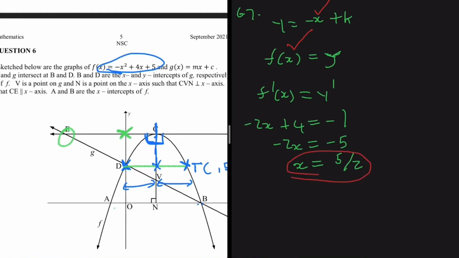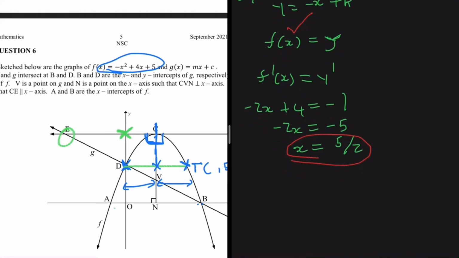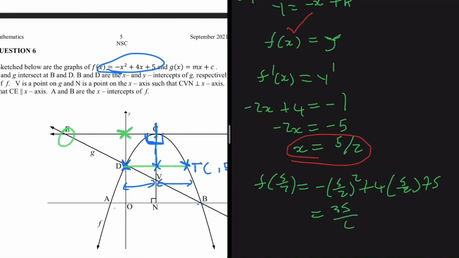Now let's find the corresponding value. So you take this x value and you substitute it in the original equation, right? So f of 5 divided by 2 will be equal to minus 5 divided by 2 squared plus 4 multiplied by 5 divided by 2 plus 5, right? So if you put that in your calculator, you're going to get 35 divided by 4.